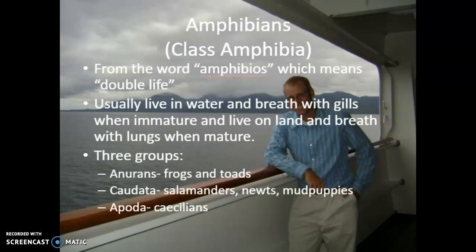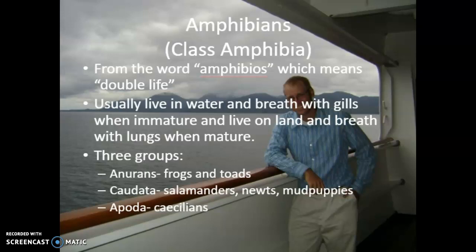The first group are the amphibians. They come from the root words amphi and bio, which mean double, and life. Usually these guys live in the water and breathe with gills when they're babies, and when they grow up, they move on to land and breathe with lungs. There are 3 main groups: the Anurans, the Caudatans, and the Apodans.